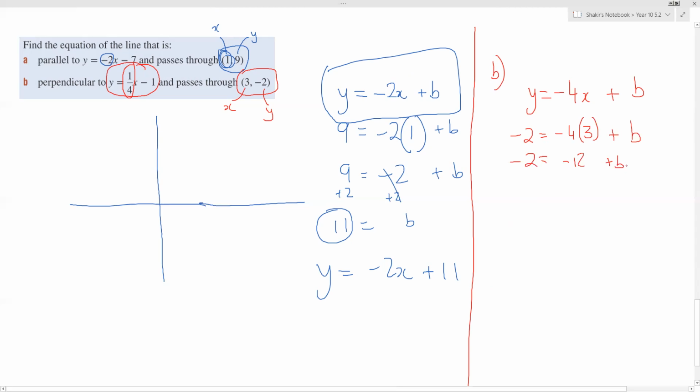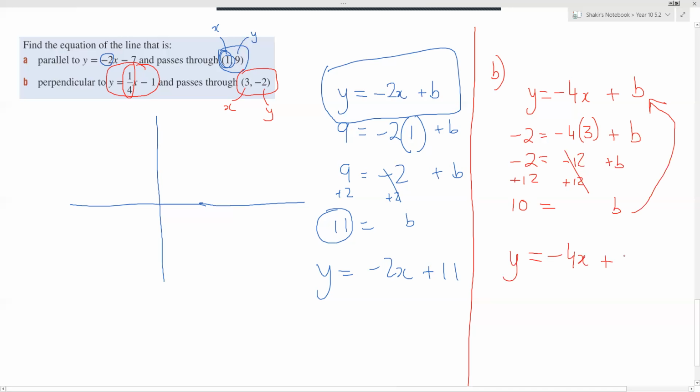And then now I want b by itself. So I have a negative 12 here. To get rid of it, to undo it, we do plus 12 on both sides. If you do it to one side, you do it to the other side. And so that cancels out. Negative 2 plus 12 gives you 10. That's what b is equal to. I can sub this value of b into our original equation because I know what b is now. y equals minus 4x plus 10. And you're done. That is the equation of the line.